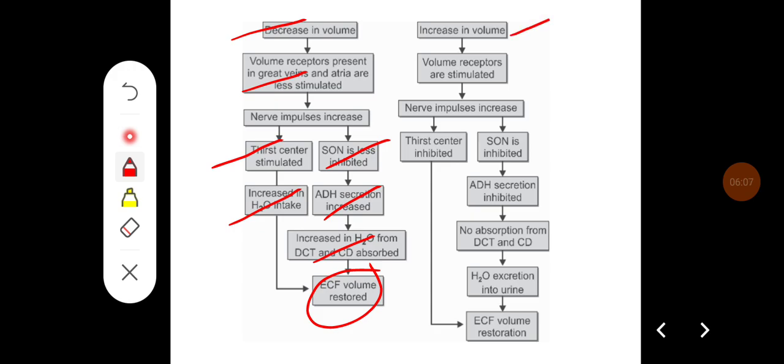Whenever there is an increase in ECF volume, the volume receptors are stimulated, the thirst center is inhibited, SON is inhibited, and ADH secretion is inhibited, which causes no absorption of water from the DCT and CD, and the water excretion increases, so the ECF volume is going to be restored.